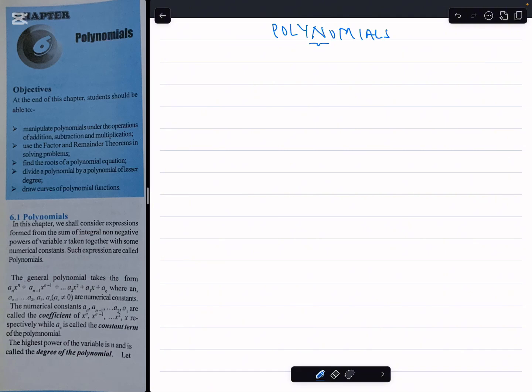It is easy to add and subtract polynomials. We just collect like terms and then do the addition and subtraction. But let's just take multiplication of polynomials. How do we multiply polynomials? We are going straight to multiplication because addition and subtraction is simple. Just collect like terms and then do the addition and subtraction.